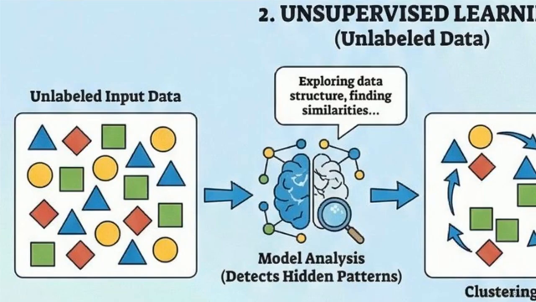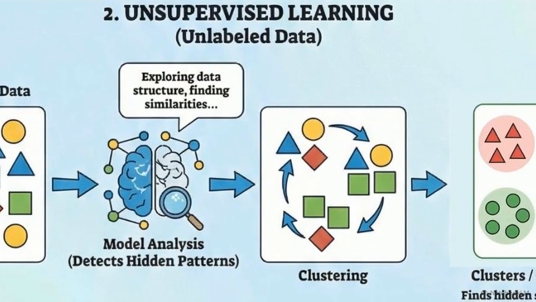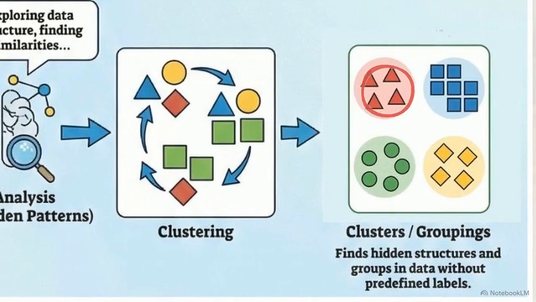Look at the input phase of this flowchart. Unlabeled data, a random assortment of mixed shapes and colors, is fed directly into the model's analysis center. The algorithm searches through this raw information to discover hidden similarities. It automatically sorts these unknown similarities into distinct groupings. The system doesn't know what a triangle is called, but recognizes they share a mathematical trait and clusters them.